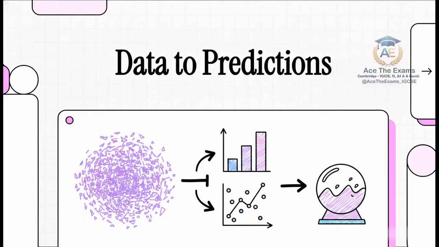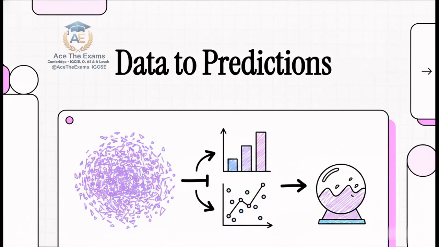Look, we live in a world that is just completely swimming in data. But on its own, a giant list of numbers doesn't really tell us much. It's just noise. So today, we're going to look at how we can organize all that noise, uncover the hidden stories inside it, and actually use those stories to predict the future.